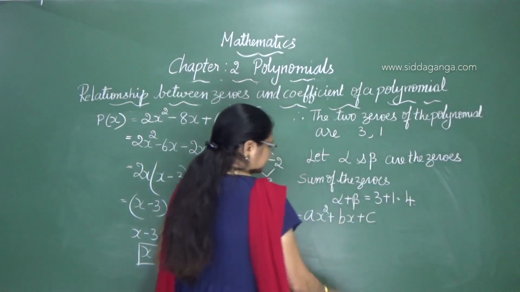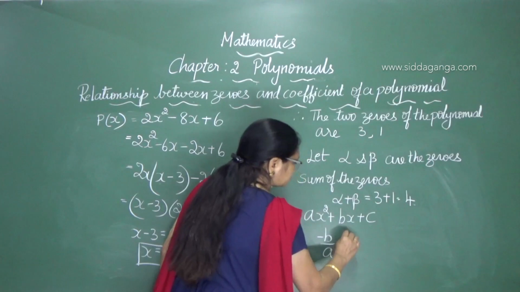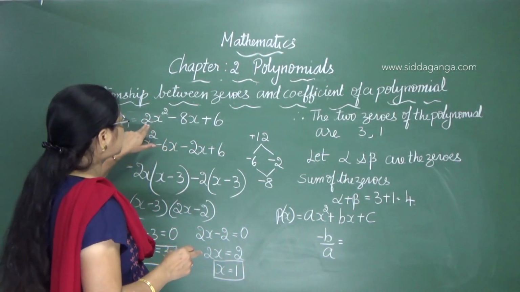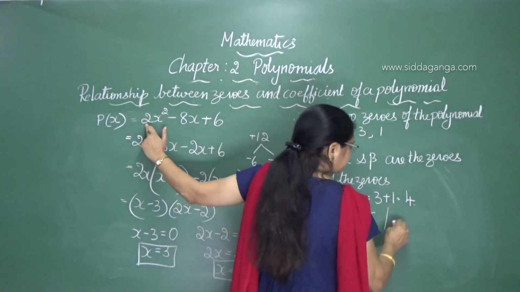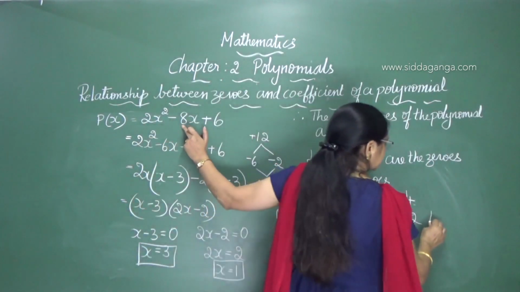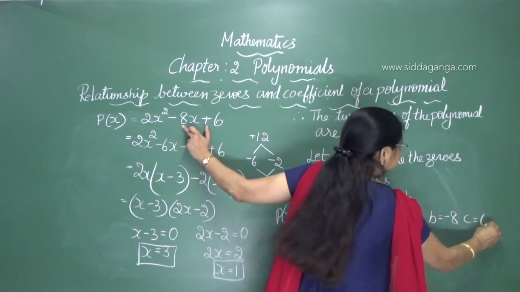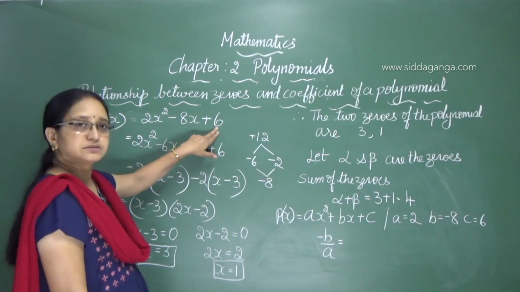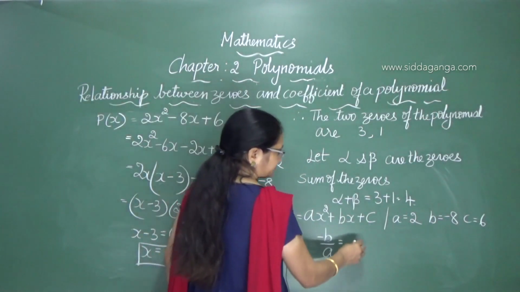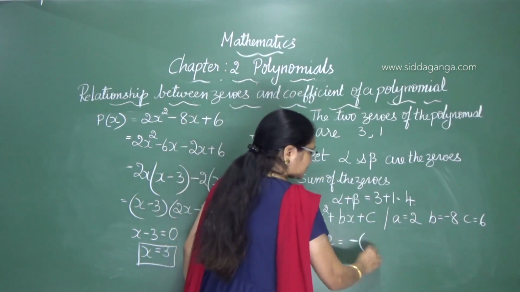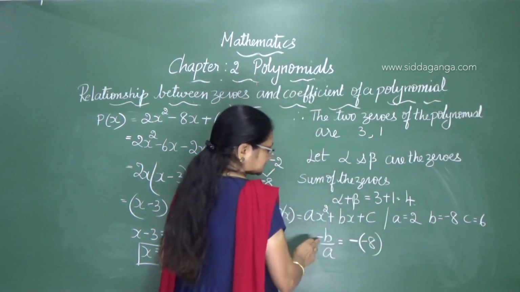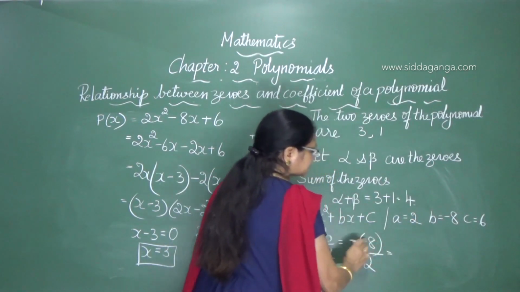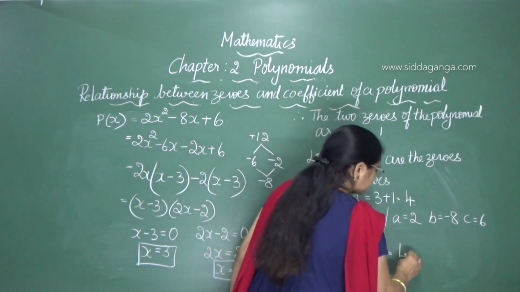Now I got this 4. Here it means −b by a. Compare this with the polynomial here. What is a? a is 2, b is −8 and c is 6. So I am comparing the coefficients. Now if you do −b by a, minus of b, b is −8, divided by a, which is 2. So minus into minus is plus, 8 by 2 is nothing but 4.